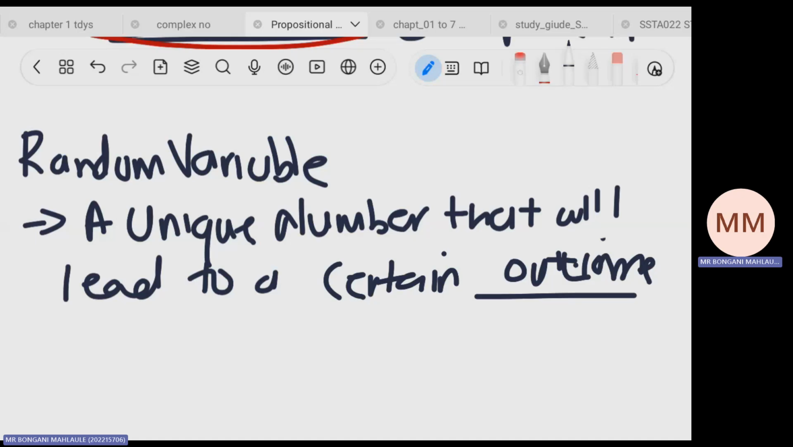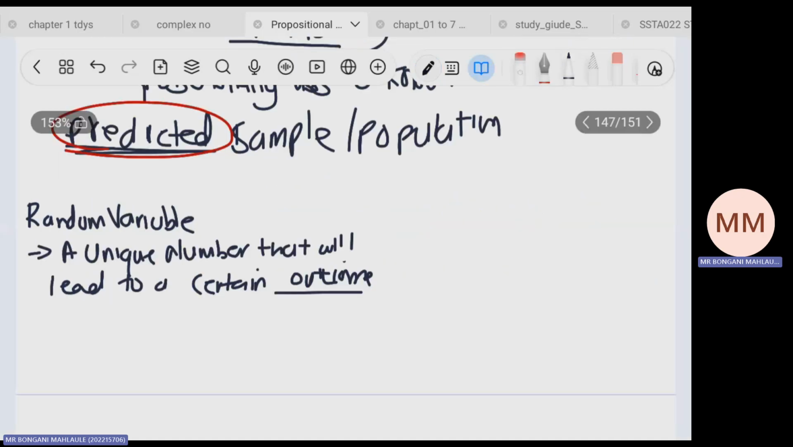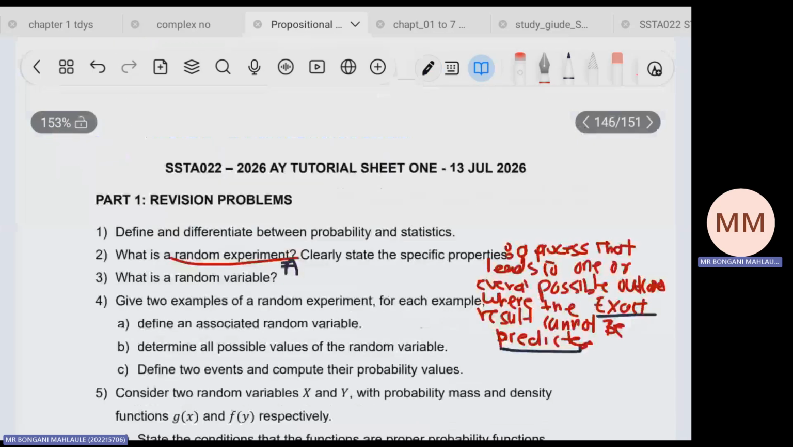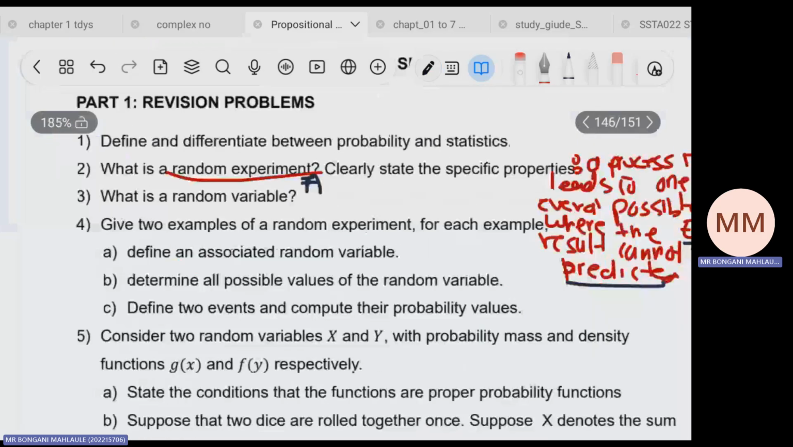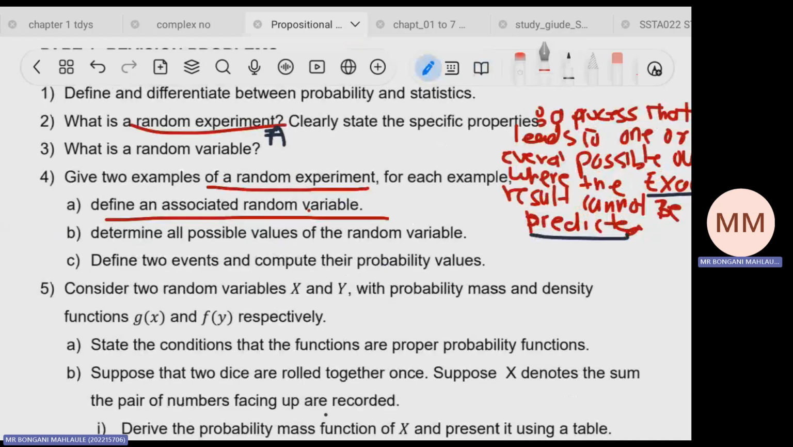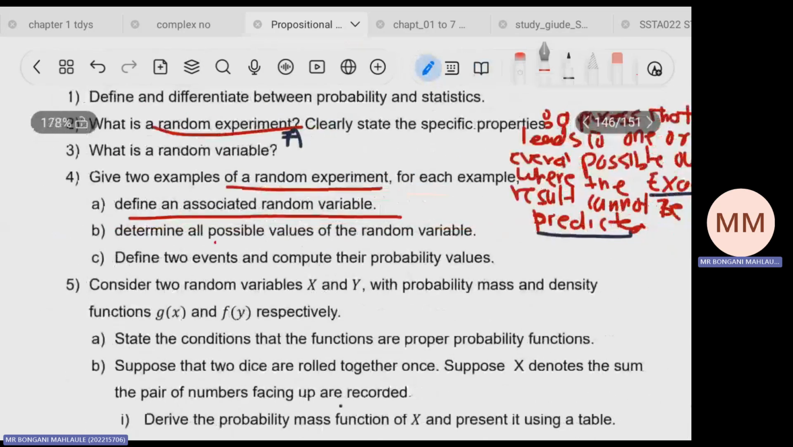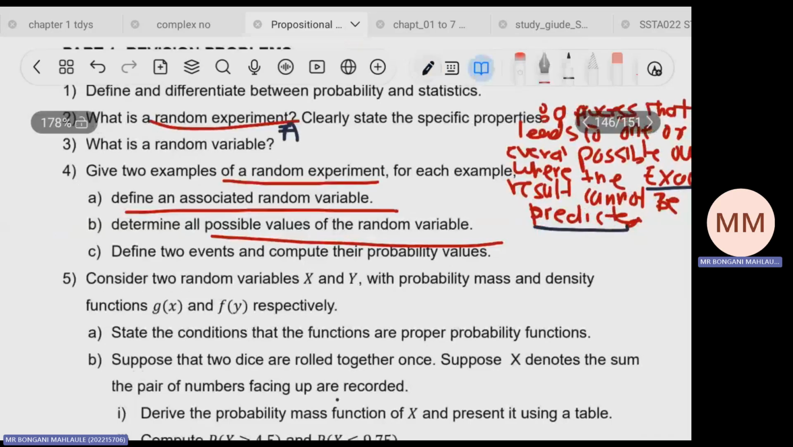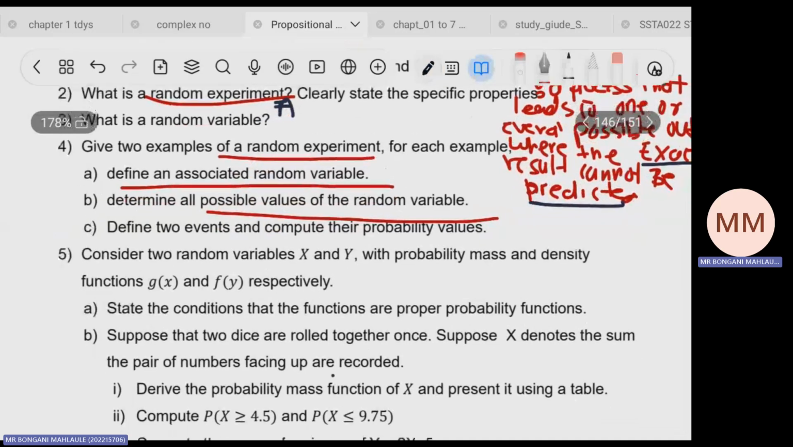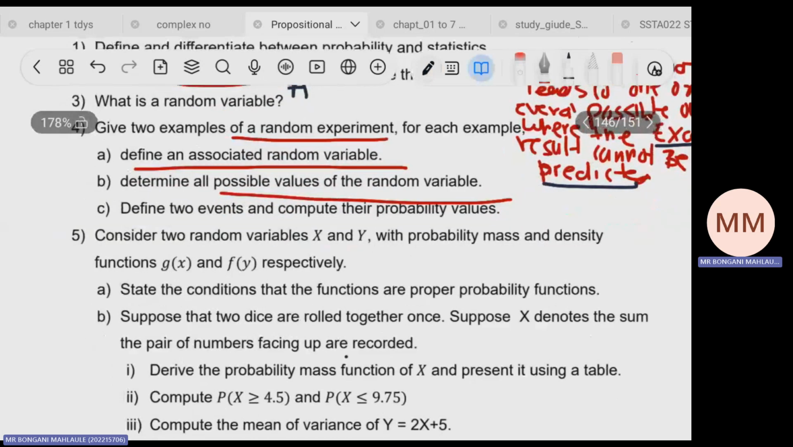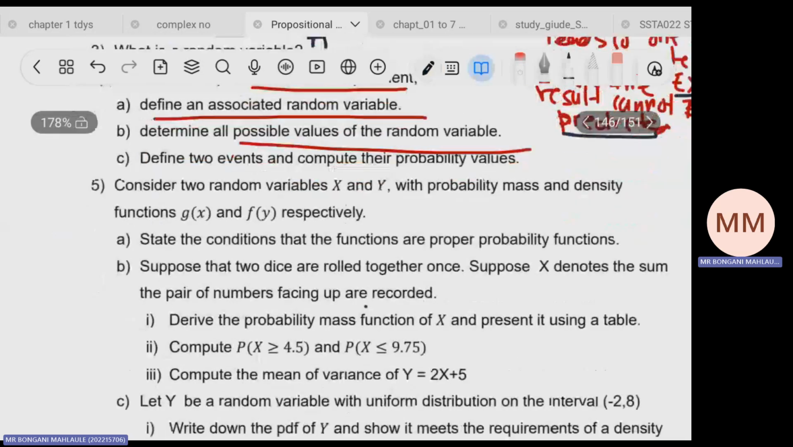Then let's see the next question. They're saying give two examples of a random experiment. For each example, define what is an associated random variable, then determine all possible values of the random variable. Then they say define two events and compute their probability values. So I'm going to first start with the first, define an associated random variable.